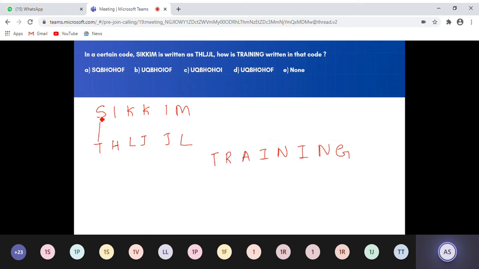S and T, it's +1. H and I, -1. K and L, it is +1. J and then comes K, so it is -1. I follows J, and after L comes M, so it is -1. So an alternate of +1 and -1, +1, -1, +1, -1. So I'll just do +1, -1, +1, -1, +1, -1, +1, and -1. That will be T.